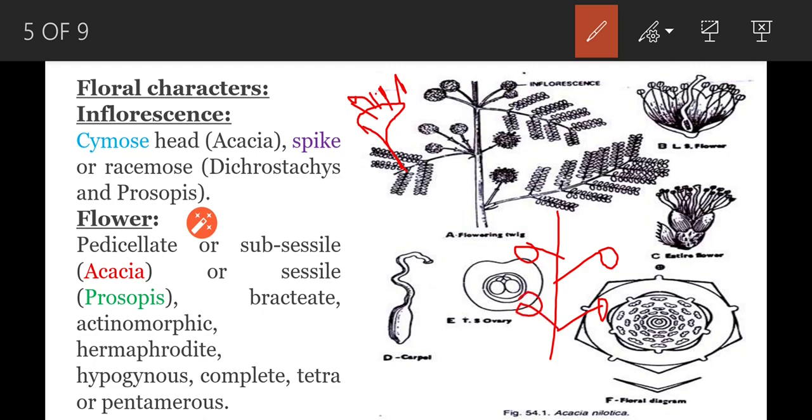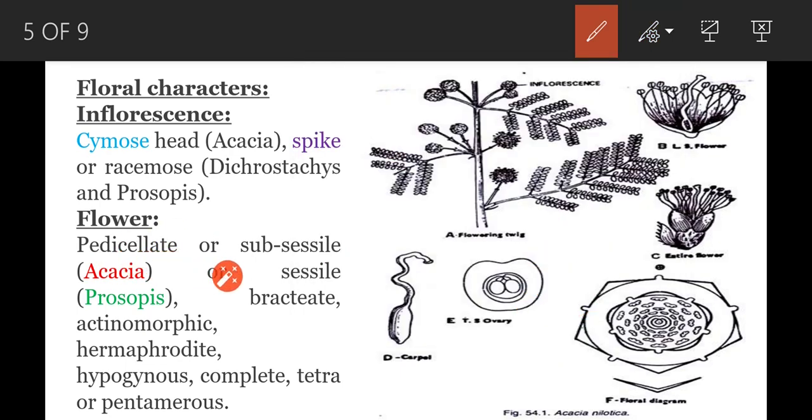Okay. Next, coming to flower. Flowers are generally bracteate. See here in the diagram, this is bract. Flowers contain bract and are pedicellate. Flowers having pedicel, you can also observe this here. Next, sometimes subsessile. That means a short pedicel is present, as in Acacia. Subsessile means short pedicel. Otherwise, sessile. Pedicels are completely absent in Prosopis. In Prosopis, pedicel is absent. Such flowers are called sessile flowers.